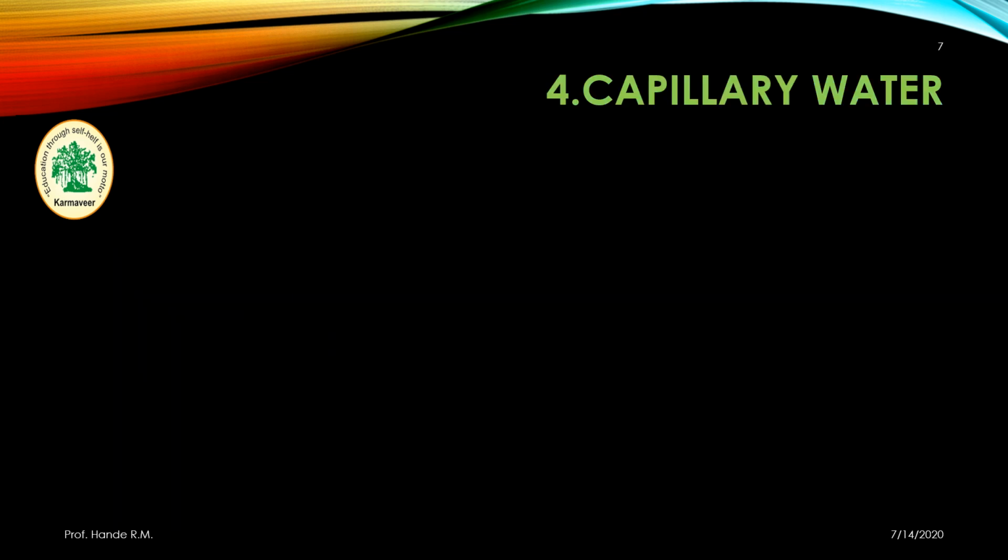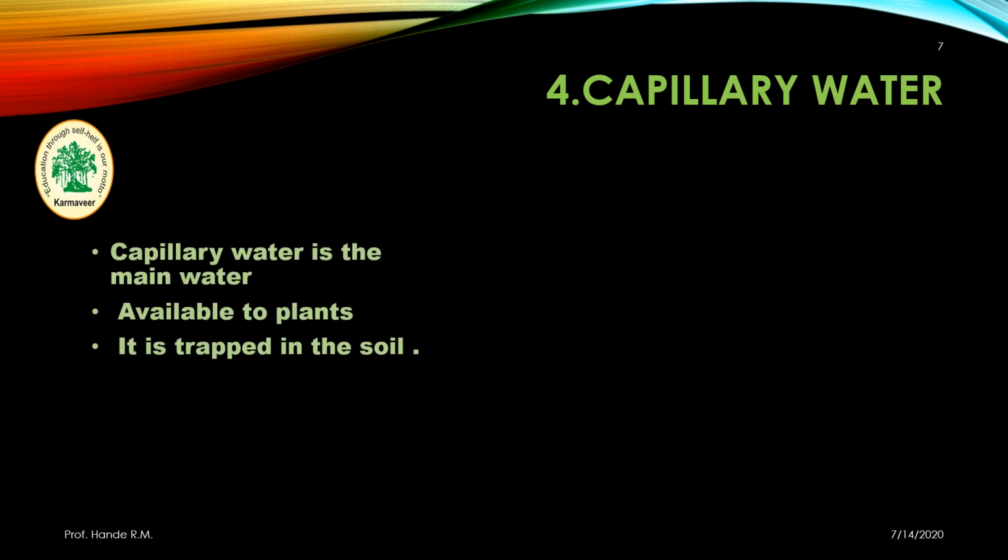Fourth is capillary water. Capillary water is the main water which is available for absorption. The amount of water held in the pores between neighboring soil particles due to capillary action is called capillary water, and it is available to the plant. It is the main water which is absorbed by the plant, and it is trapped in the soil.